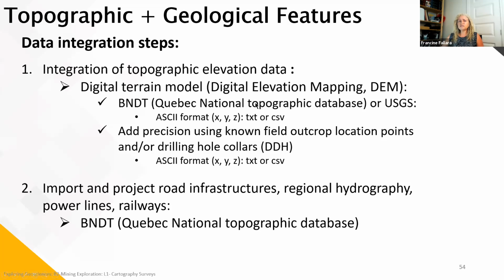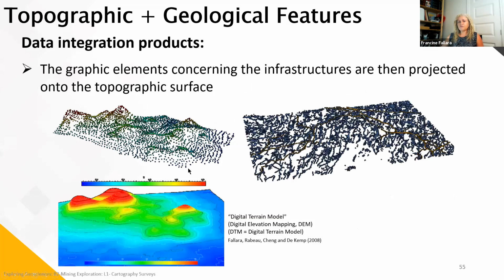So we import the DEM as well as everything that has to do with road infrastructures, regional hydrography, the power lines, the railways, etc. And first thing we build, so this is our DEM, this is everything that has to do with roads, hydrography, and we build our digital terrain model. So this is our first step, which is our topographic or topography surface.